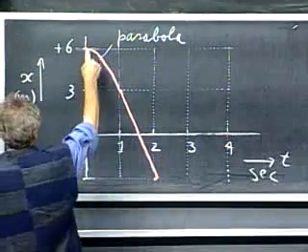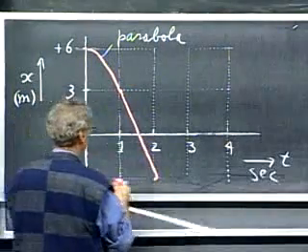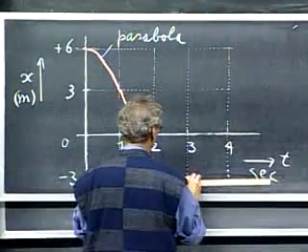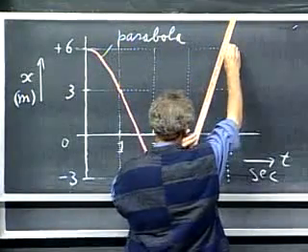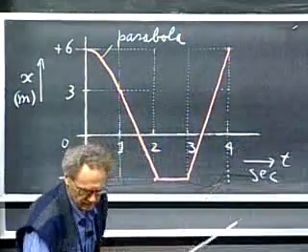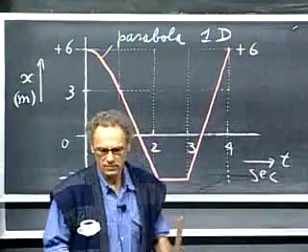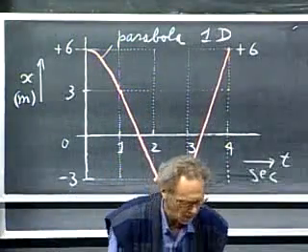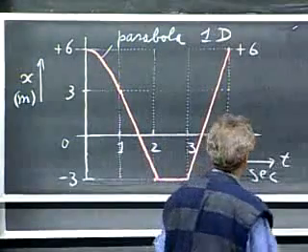So the object goes from +6 to 3, then it goes to -3, then it stays there for 1 second, and then it goes back in 1 second to +6. It's a one-dimensional problem. The motion is only in the x-axis, along the x direction. Let's analyze all these different seconds that occur.